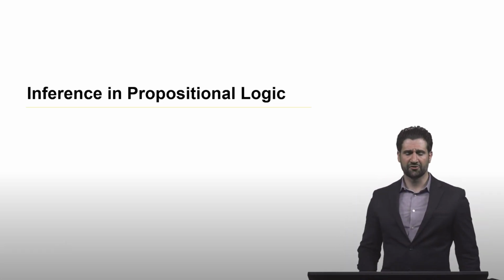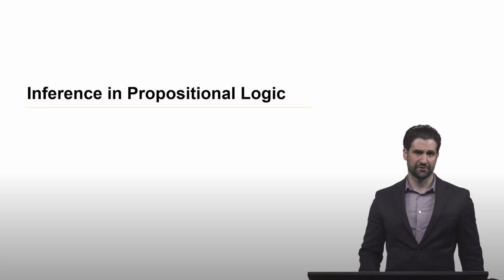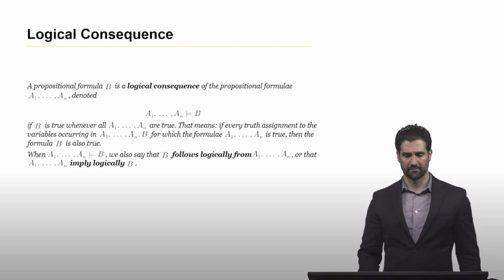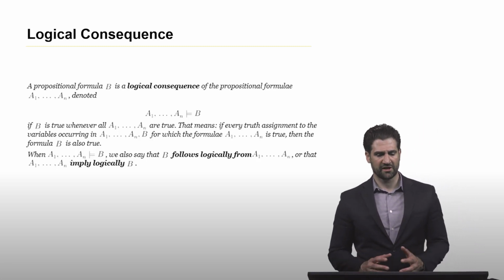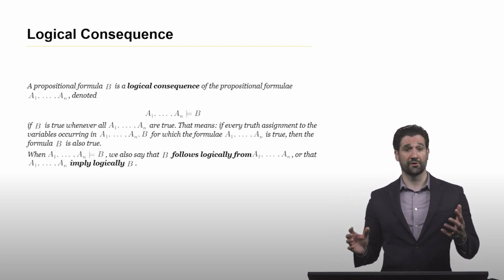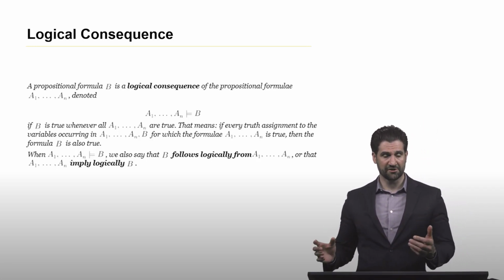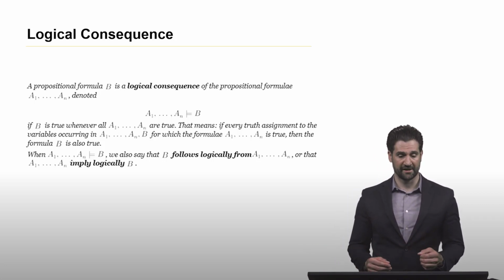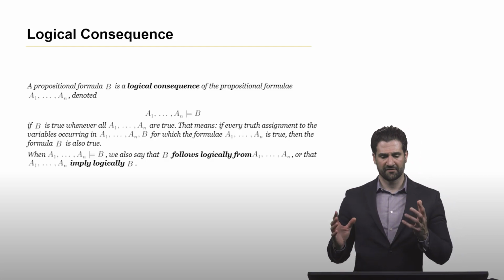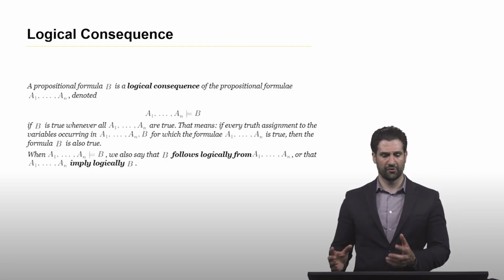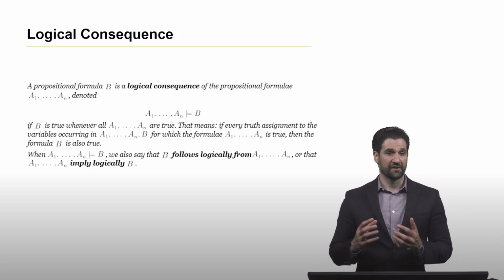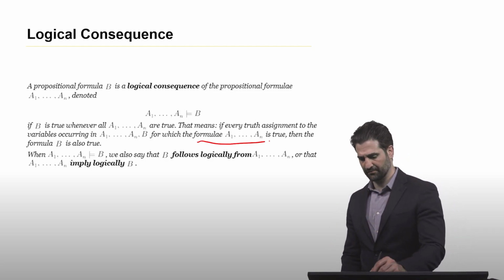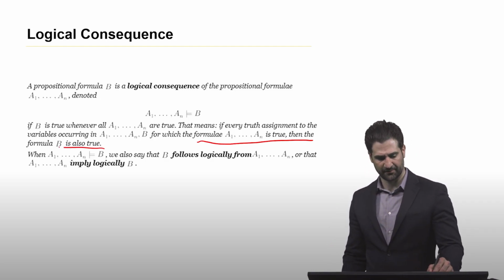Welcome back. In this lecture, we will discuss inference in propositional logic. And here's our lesson objective. We say a propositional formula B is a logical consequence of propositional formulas A1 through AN. Basically, if every time A1 through AN is true, then B must also be true. And this is the key takeaway sentence right there.